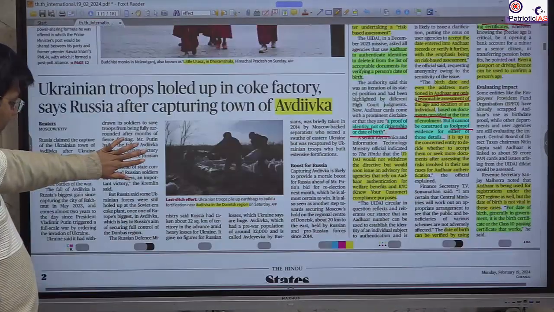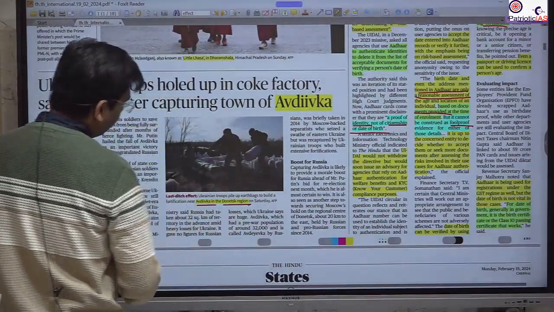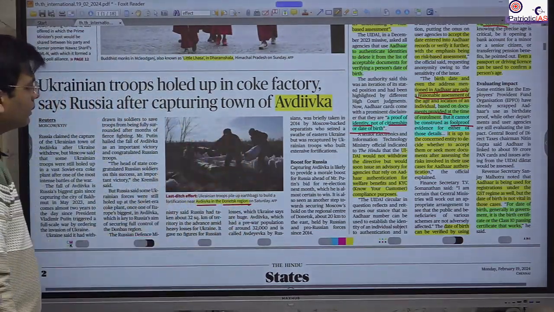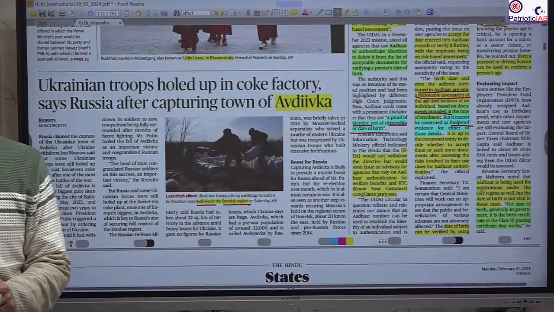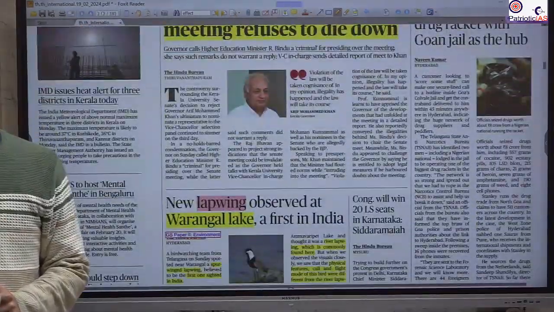You should know this. Avdiivka, this is in Ukraine in the Donetsk region. So there the Russians are going to dominate and yes, they have entered that area. So this is in the news.